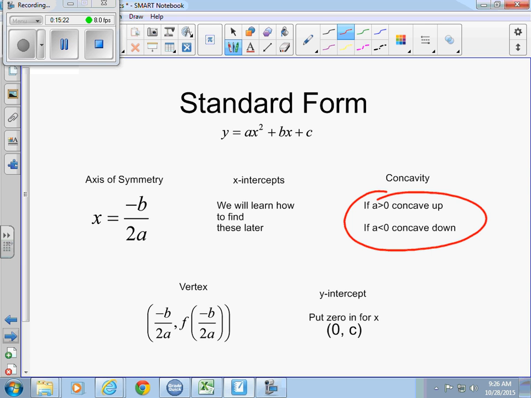In standard form, to find the axis of symmetry, there is a formula for that. Now, if you forget the formula 3 months from now, can't you graph it and find the x value of the vertex and go from there? But this is the x value of the vertex. x equals negative b over 2a.